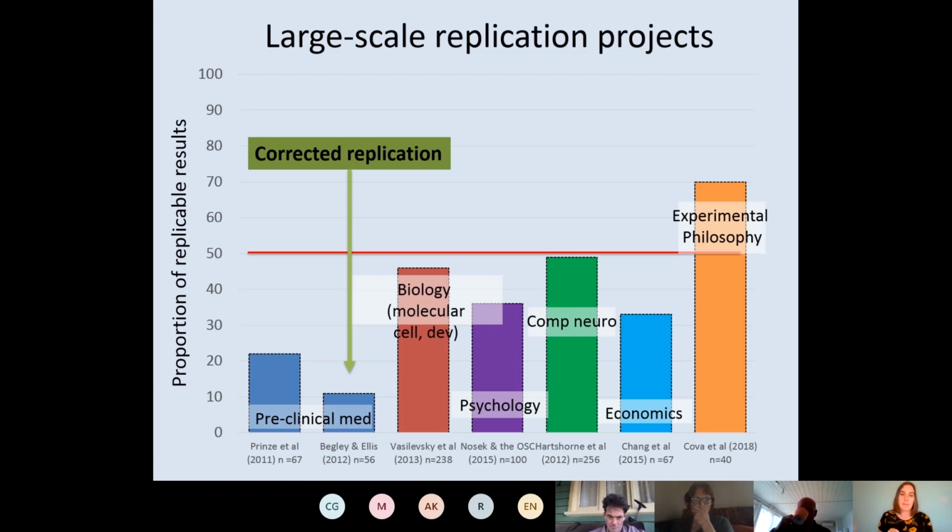The second column there is a study by Begley and Ellis, which I like to call a corrected replication, where they've gone through and corrected the methodological problems in the studies before they replicated them, which accounts for why they've got such a much lower rate of successful replication than any of the other studies, which is also deeply worrying for other reasons, but that's outside the scope of this talk.